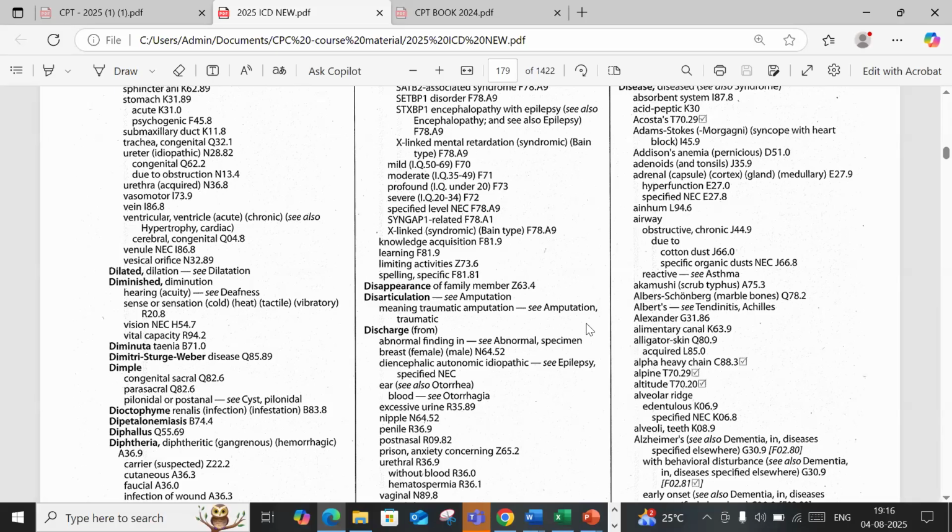Ma'am, can't we search directly? Like, is there any search option that we can put the name and then it will highlight it in the menu? No, it's not like that. You have to go through the index only.